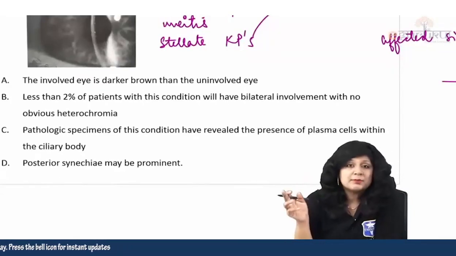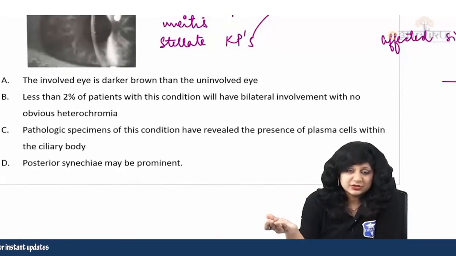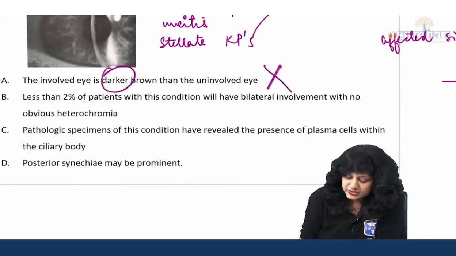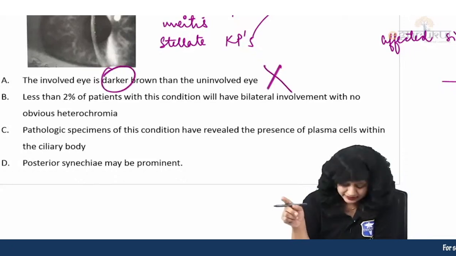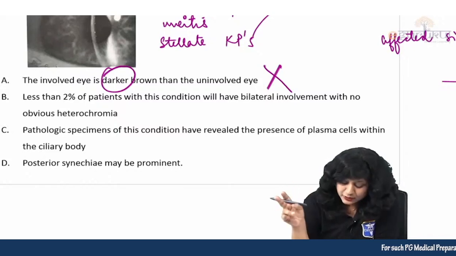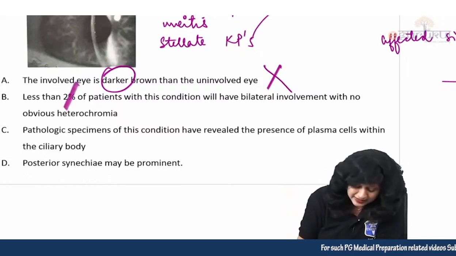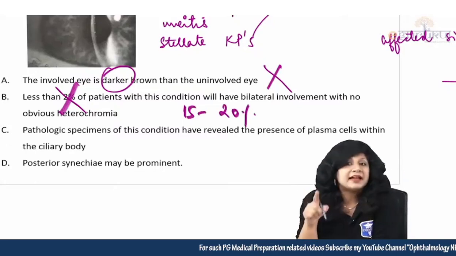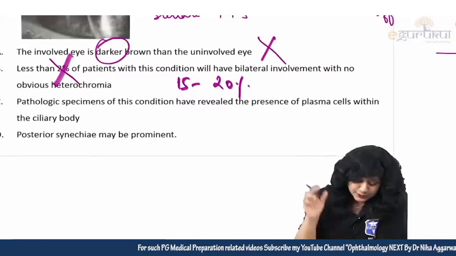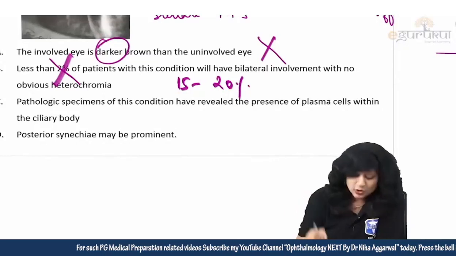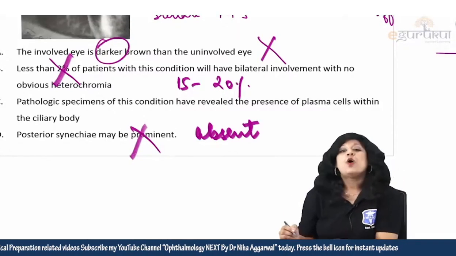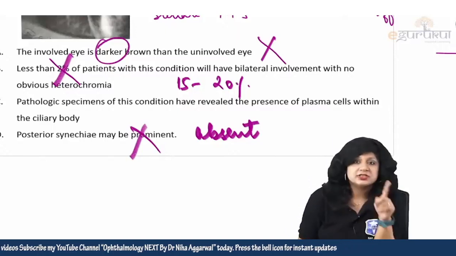Look at the option number 1 and give your answer in the comment section. The option number 1, the involved eye is darker. No, this is a wrong statement because involved eye will be the lighter colored. Number 2, less than 2% of the patients will have bilateral involvement. Again, this is wrong because it is about 15 to 20% of the patients which will have the bilateral involvement. If you look at the option number D, posterior synechiae may be prominent. Not at all. They are absolutely absent. Posterior synechiae always absent. So this is also wrong.